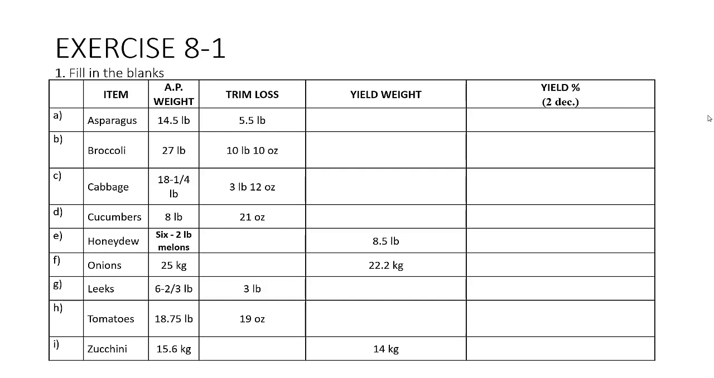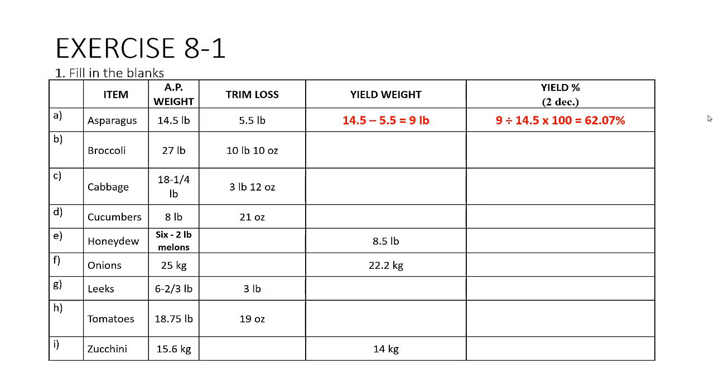So let's begin. The first part is to get the yield weight or the EP amount, and we do that with the information in the two columns before this. Our AP weight was 14.5 pounds. We trimmed away 5.5, so 14.5 minus 5.5. We get a yield weight, or edible portion EP amount, of 9 pounds. Now we go to the yield percent formula. We take the EP amount, in this case 9 pounds, divide it by the AP amount, which is 14.5, and then of course we multiply by 100 to get a percent. So the yield percent for our asparagus in this example is 62.07%.